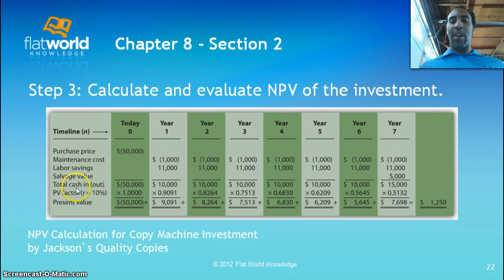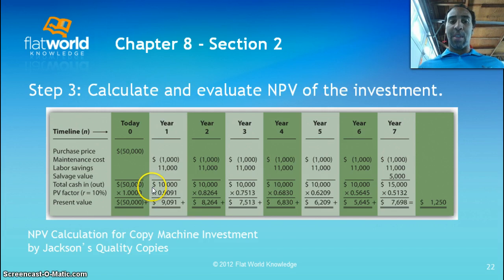So we see that our total cash in and out, if it's 50,000 at the very beginning, then we have 10,000 every year from year one to six, and then in year seven, because of that $5,000 salvage value, we also have $15,000 instead of 10. We multiply that by our present value factor. You can get it by going through the long way, or you can look at the table.